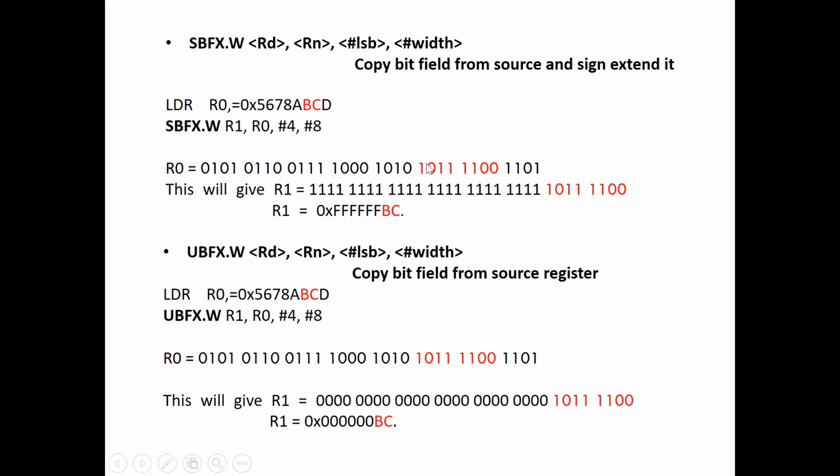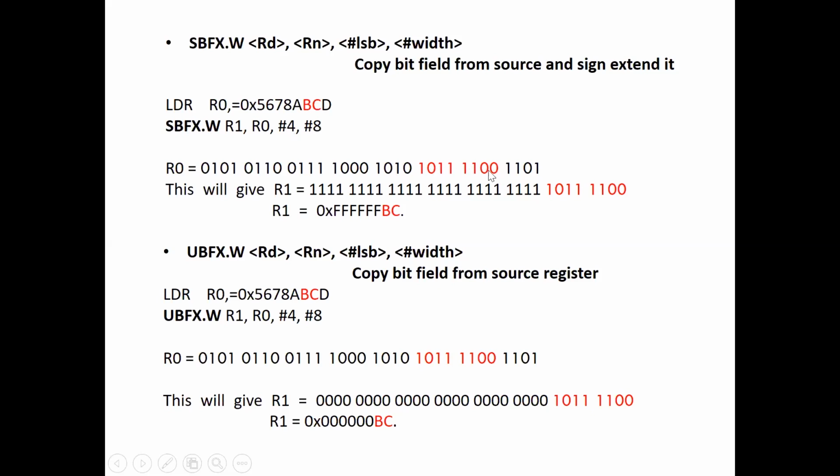#4 indicates from which bit position. #8 indicates from the 4th position how many bits you are selecting in the bit field. So now 4 indicates the position. Let us now count 0, 1, 2, 3. 3 is over. Which is the 4th position? From the 4th position is this, from this position. How many bits do you have to consider from the 4th position? It is given here. It is 8. 1, 2, 3, 4, 5, 6, 7, 8. So totally 8 bits you have considered in a field.